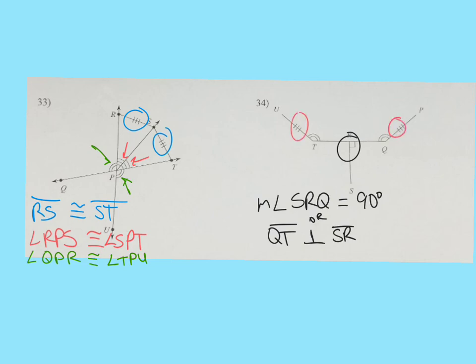Now I have dashes. So I say UT with a bar is congruent to QP with a bar. And finally, I get to say these angles are congruent. So I'm going to say angle UTR is congruent to angle PQR. And that finishes our review worksheet. So we're done.